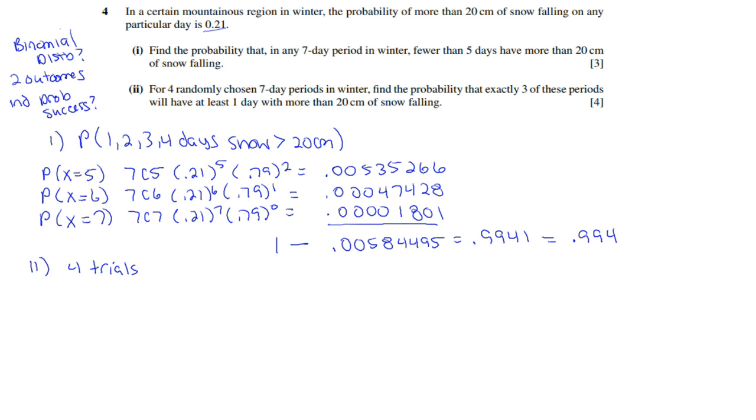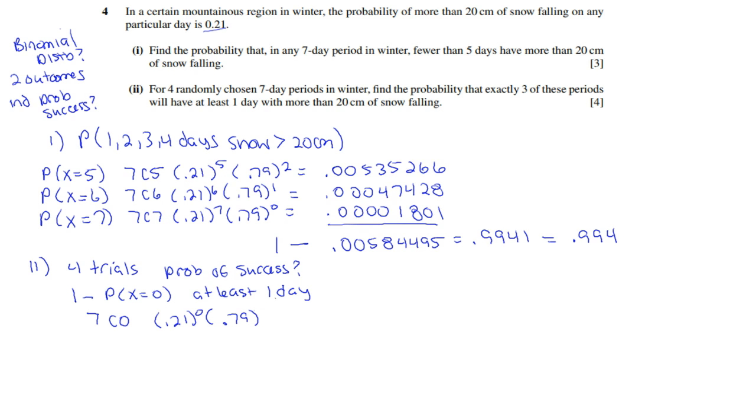They're different. They want to know about the probability of a week having at least 1 day. The probability of success, they didn't hand it to us. We have to figure it out. So if I find the probability of 0 days having more than 20 centimeters and then subtract that from 1, that's going to be the probability of at least 1 day having more than 20 centimeters. So then all I do is do the combinations like I did before, and I find out the probability of having at least 1 day in a week is 0.808. So now I've got a probability of success. 0.808 is the probability of at least 1 day having snow more than 20 centimeters.